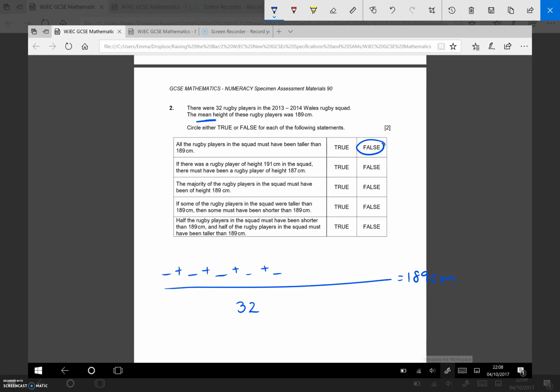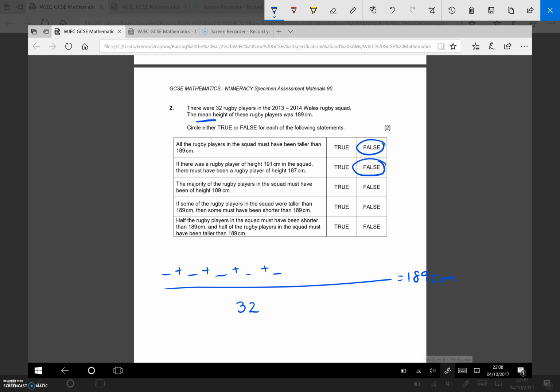If there was a rugby player of height 191 in the squad, there must have been a rugby player of height 187 centimetres. That's not true either, because the values could be anything. As long as the total divided by 32 gives you 189, then the mean would be 189, so that's false.